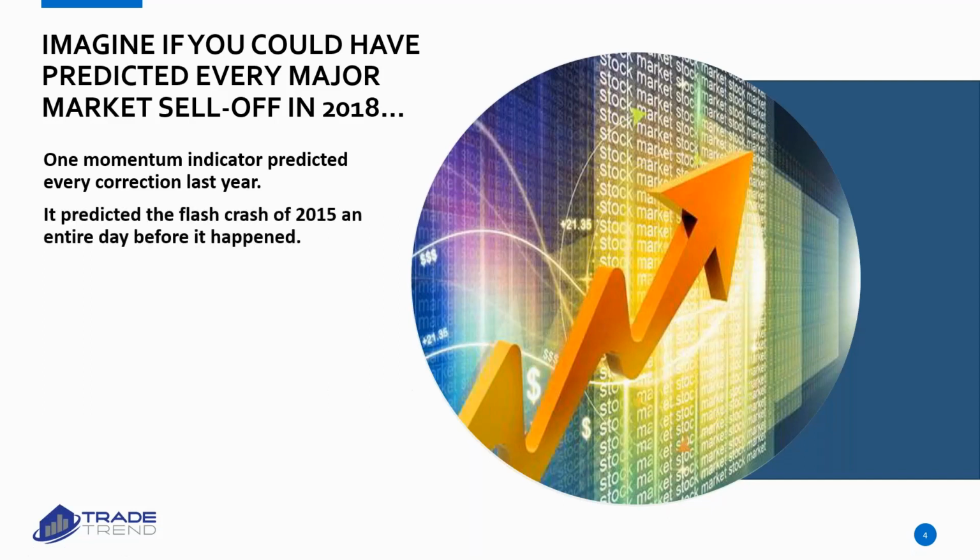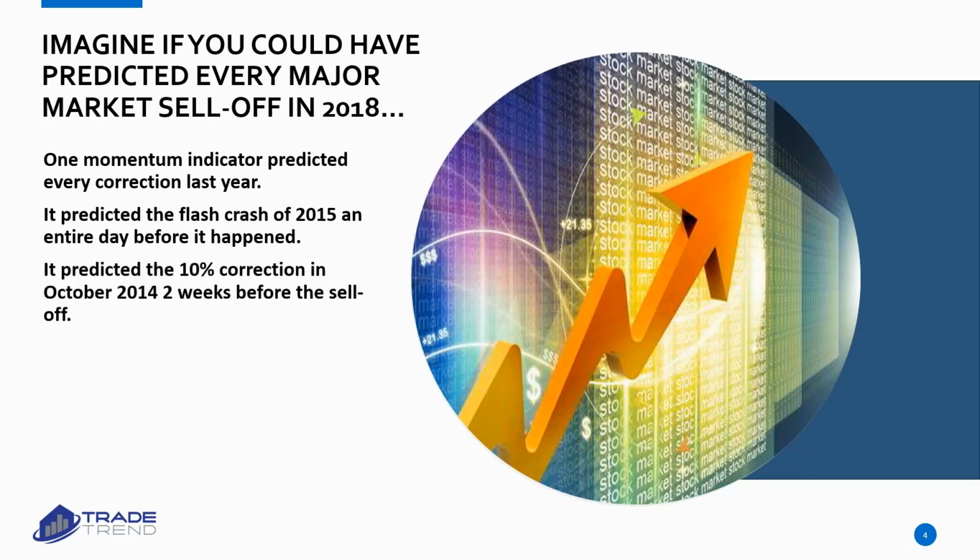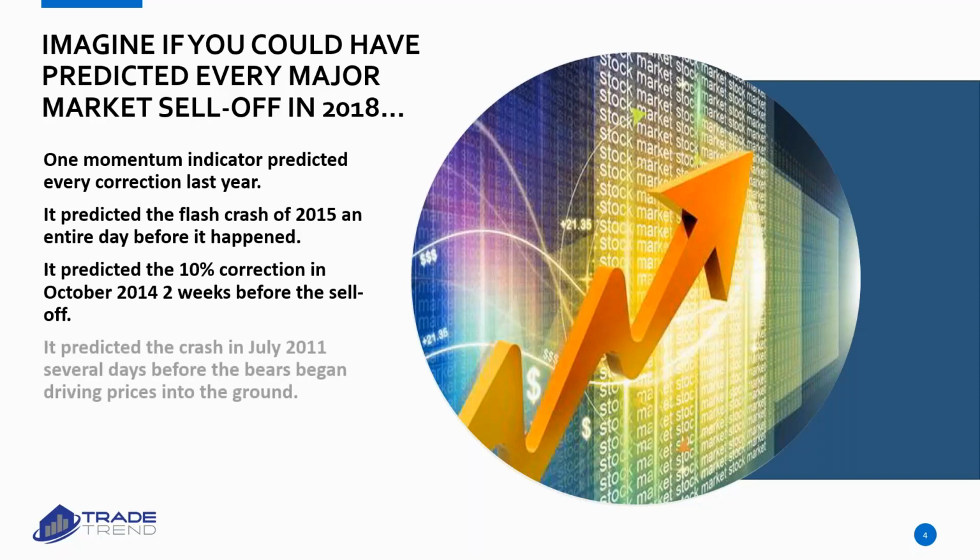But not only that, it predicted the flash crash of 2015 an entire day before it happened. If you were trading about 4 years ago, you'll remember that one particular day where we saw the Dow open down over 1,000 points. That was referred to as the flash crash of 2015. It also predicted the 10% correction in October 2014, an entire 2 weeks before that occurred.